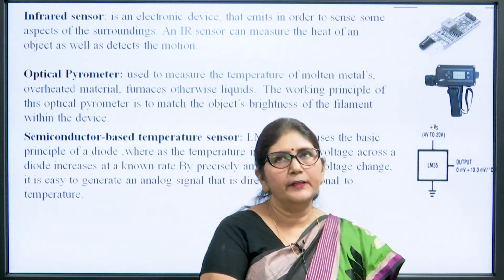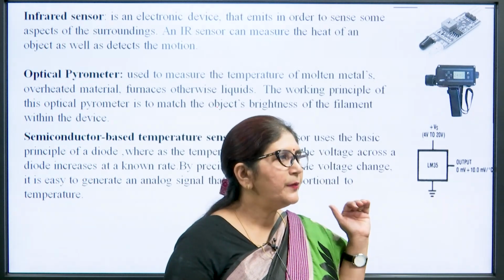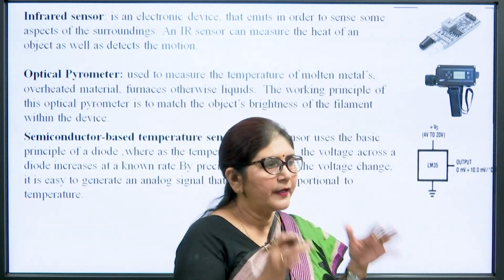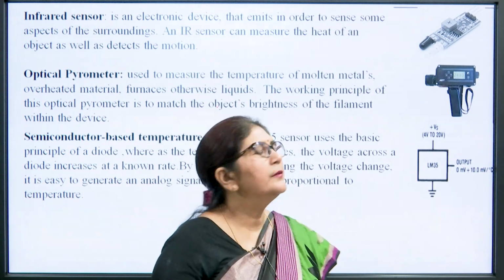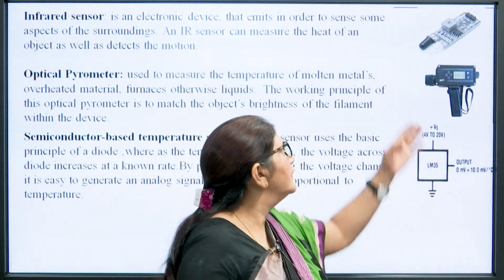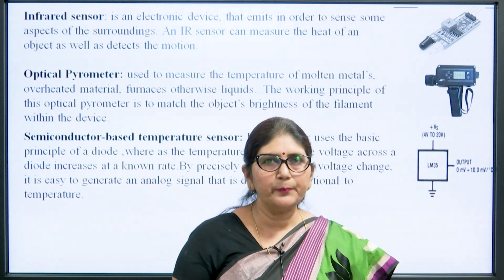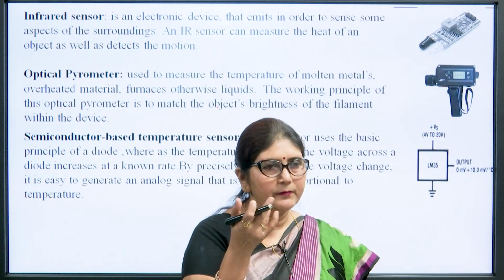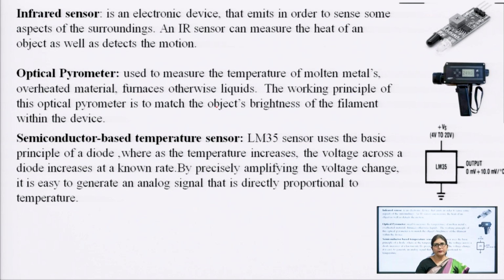Then next is infrared. These are contactless sensors. That means it is not required to place them inside the surrounding in which we want to measure the temperature. So, the infrared sensor is shown in the figure. Infrared sensors are used for many purposes. It is also used for the measurement of the speed of a vehicle. It can be used for detection purposes also.